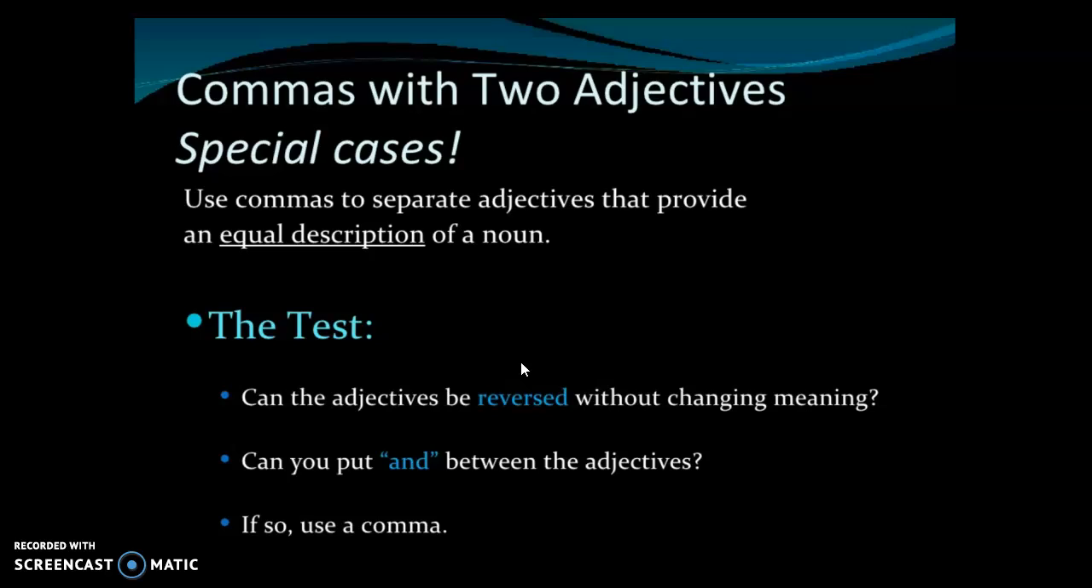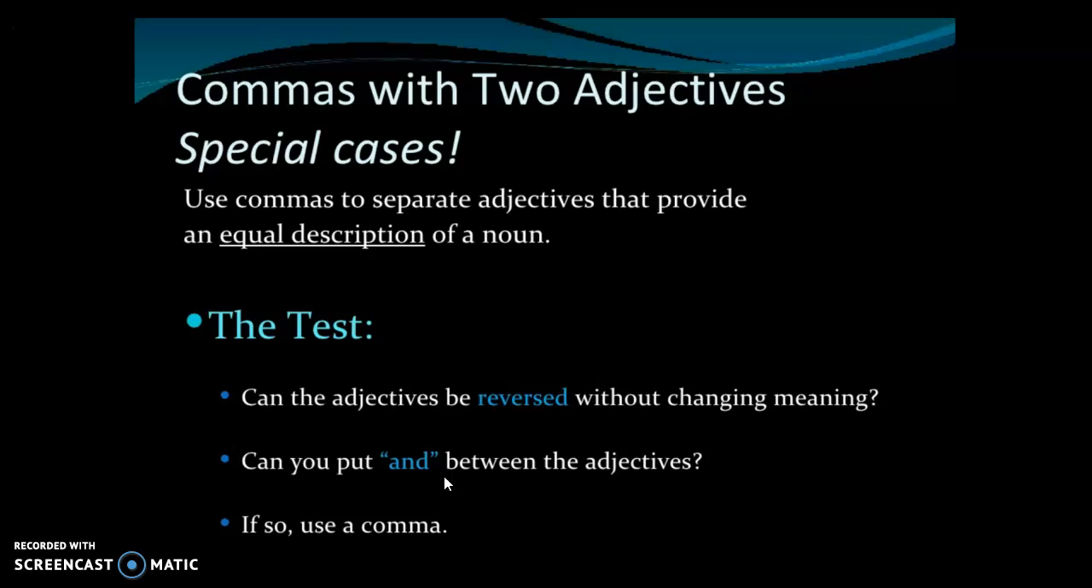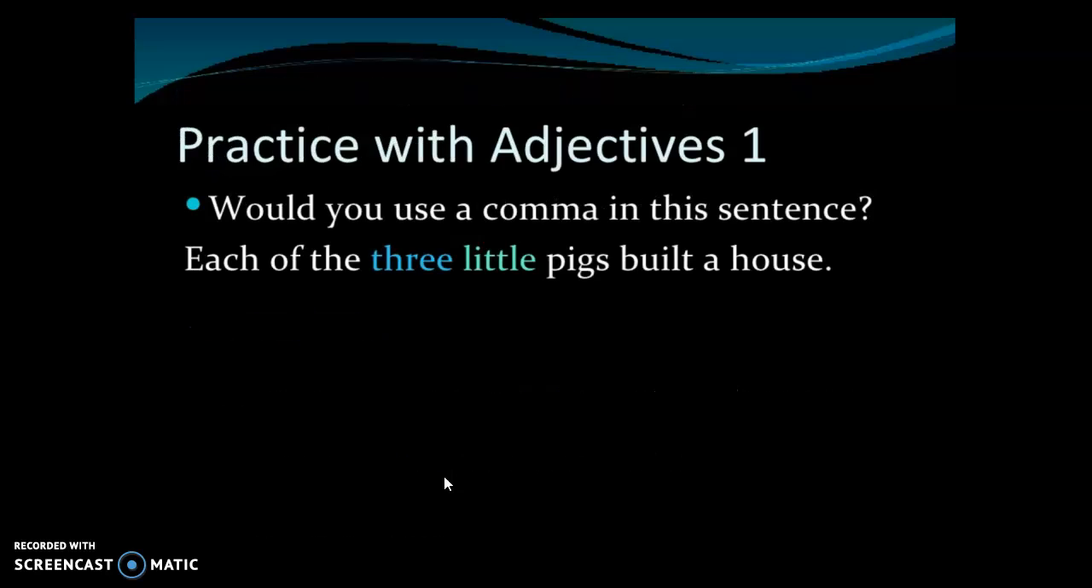Now for every rule in English, of course there are exceptions. And we have some special cases. We use commas to separate adjectives that provide an equal description of a noun. And we have a little 3-part test we have to look at before we decide if we need a comma. Can the adjectives be reversed without changing meaning? Can you put an and between the adjectives? If so, we have to have a comma.